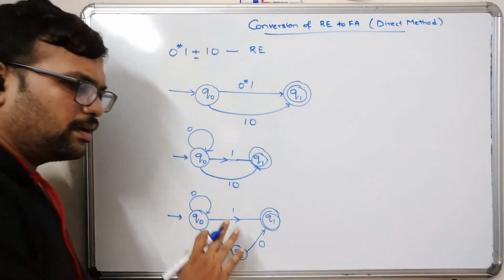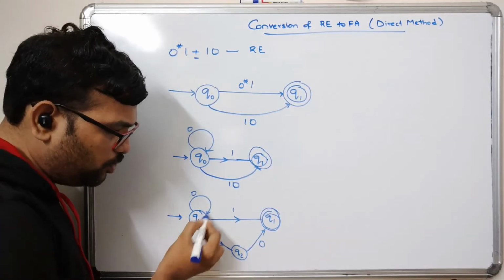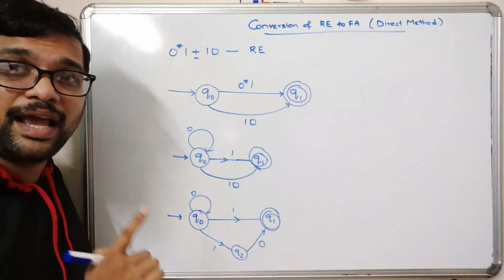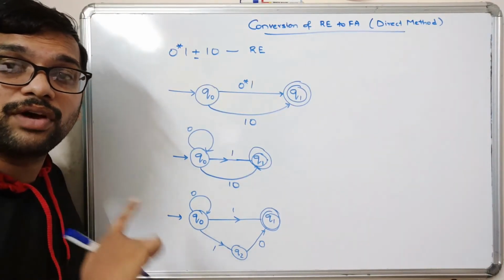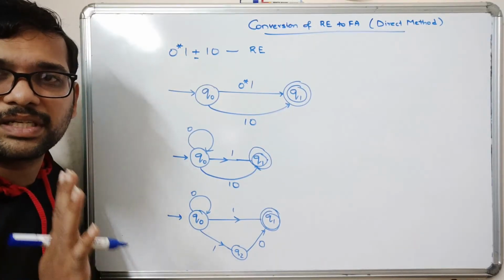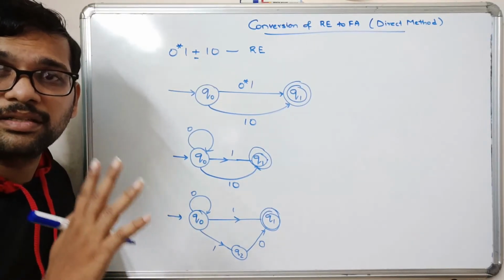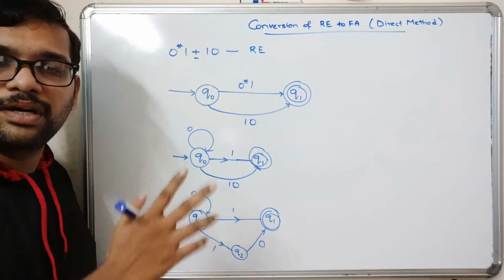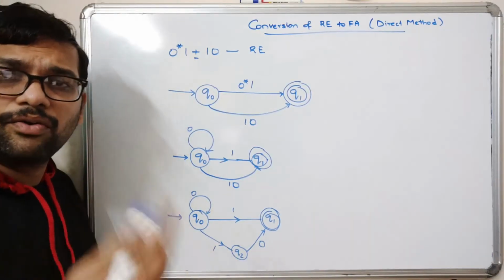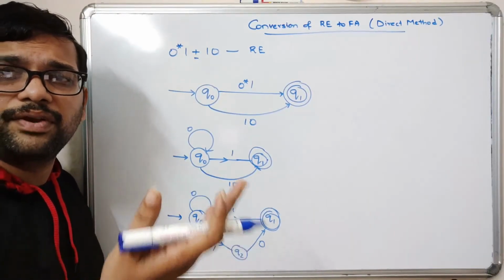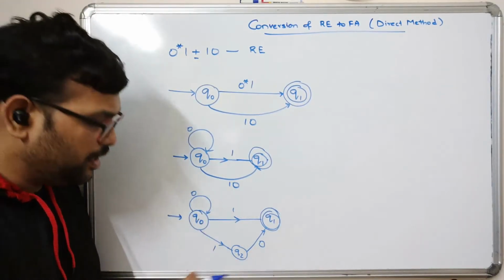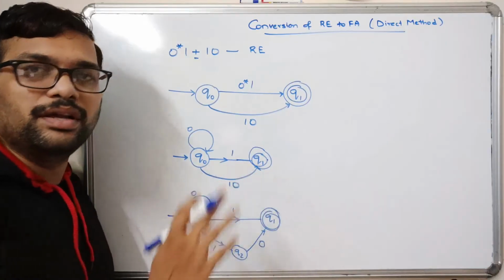So is it a complete DFA? For Q0 there is a 0 and a 1, but for Q1 there is no transition, right? So this is not a DFA, this is an NFA. What we have to do is convert the NFA to DFA, because practically the DFA is feasible for implementation. I think we have already discussed the conversion of NFA to DFA. I will post the links in the description section so that you can refer to them, and finally you need to convert this NFA to DFA.